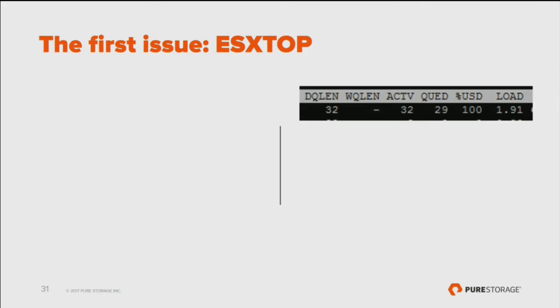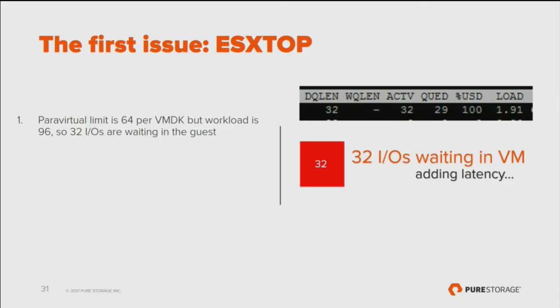So, ESXTOP. My Paravirtual limit is 64 per VMDK, so the VM can send out 64 at a time. And if we look at ESXTOP, we see a couple things. We see DQLEN is at 32. That's the default. We have 32 that are active, meaning 32 are actually making it through. And then we see 29, which is a sampling error, it's basically 32, that are waiting.